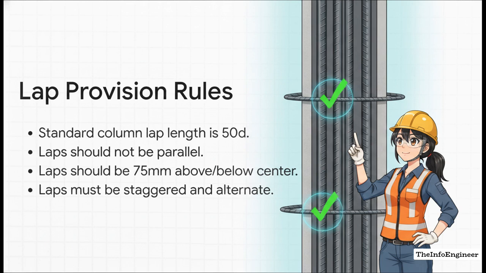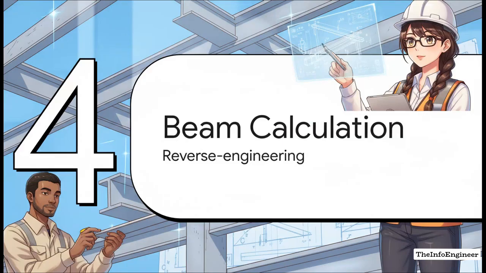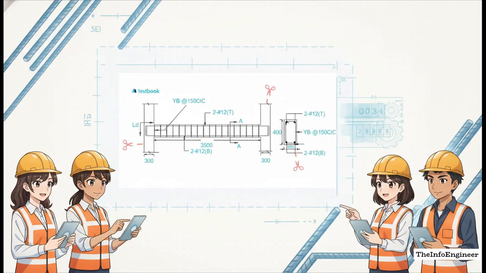adding completely unnecessary steel. Now for Section 4, beam calculation walkthrough. Let's do some reverse engineering. Let's apply these strict rules to a concrete example and literally reverse engineer a structural beam.